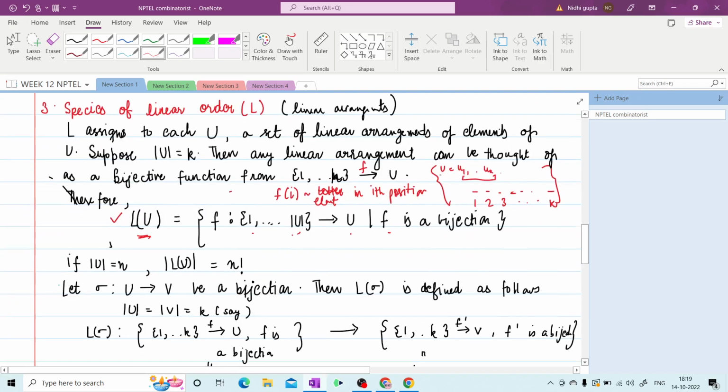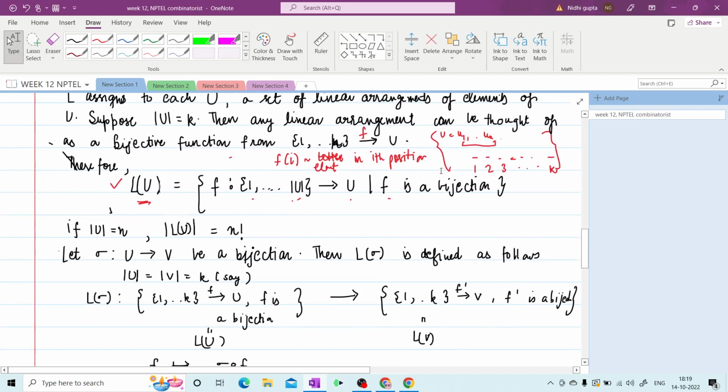Now we have to give a species. As you see, there are always two data involved. First we have to assign a finite set to each set, and then we also have to describe the transport function. So suppose sigma from U to V is a bijection. Then how should we define L sigma? L sigma is a function from linear arrangements of U to linear arrangements of V.